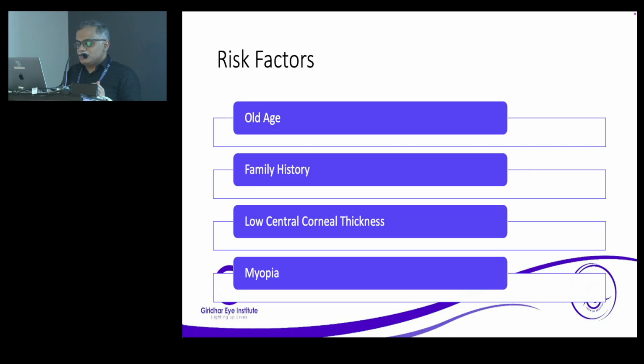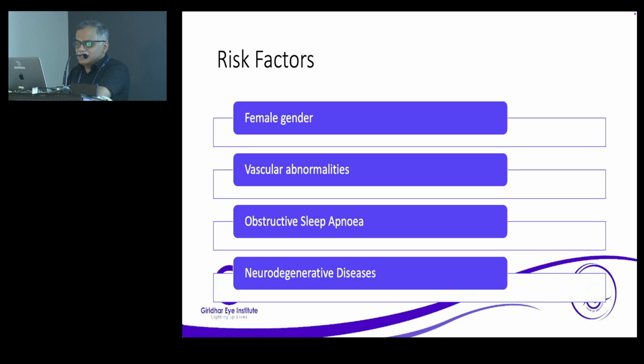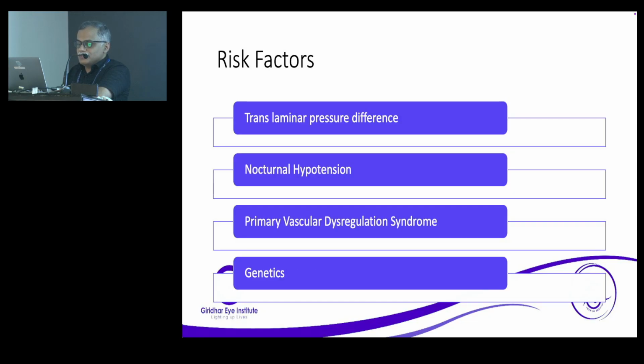Risk factors, there are numerous risk factors. Most of them are similar to open angle glaucomas. Old age, family history, low central corneal thickness, myopia, female gender. Female gender probably because of the vascular abnormalities which are more common in female gender. Obstructive sleep apnea, neurodegenerative diseases, the translaminar pressure difference. Now that's a very controversial thing, but that has been demonstrated to cause progression of glaucoma. I'll come to that later.